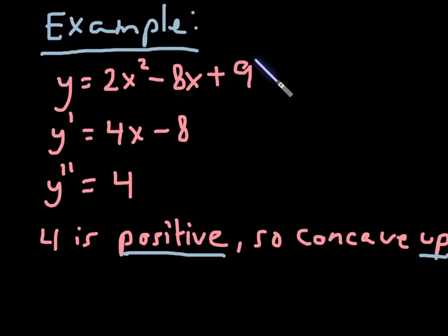Here's an example of a function. y equals 2x squared minus 8x plus 9. First, you're going to want to find the derivative of that function. y prime equals 4x minus 8. After that, you're going to want to find the second derivative. y double prime equals 4. Because 4 is a positive number, the function will be concave up.